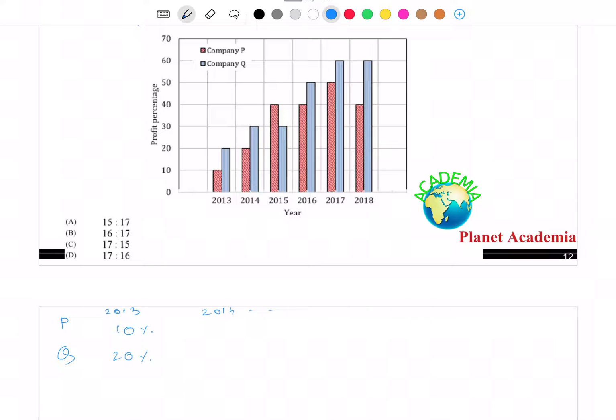In 2014 it is 20% and 30%. In 2015 it is 40% and 30%. In 2016 it is 40% and 50%. In 2017 it is 50% and 60%. And in 2018 it is 40% and 60%.